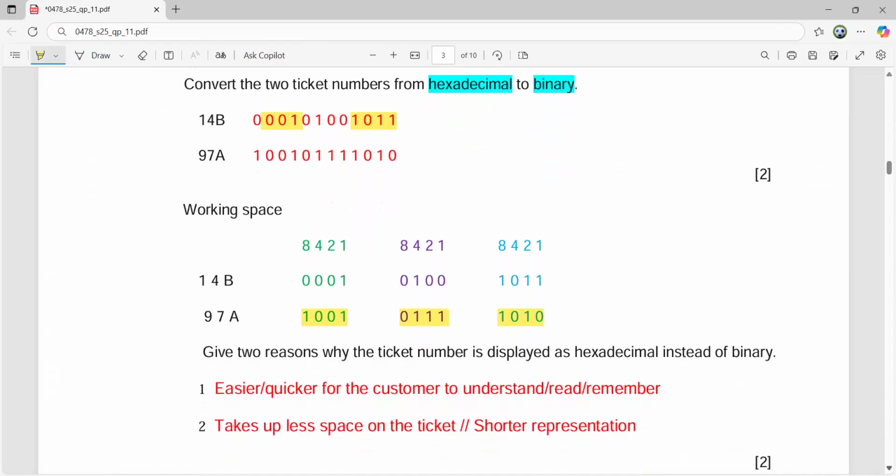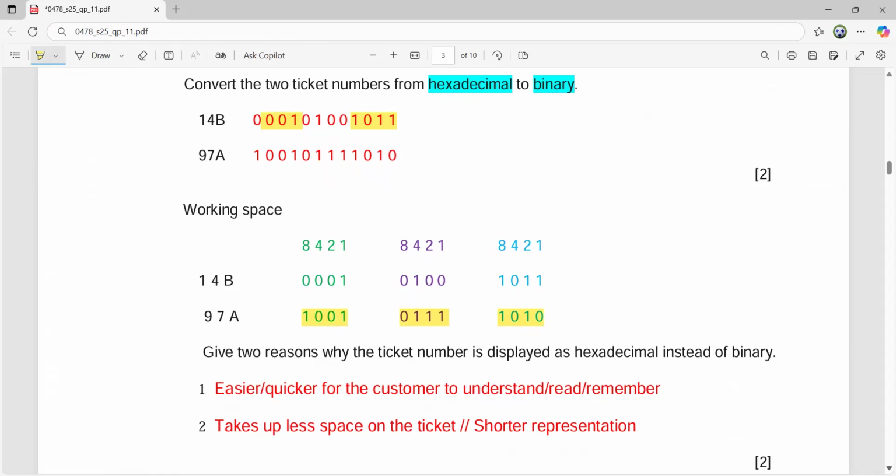Now, give 2 reasons why the ticket number is displayed as hexadecimal instead of binary. So again, they're asking you the reason. It is easier or quicker for the customer to understand, read or remember the number. I mean, again, it takes up less space on the ticket and it is a shorter representation.